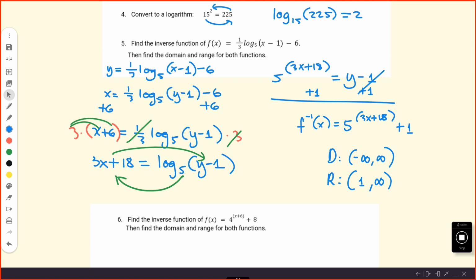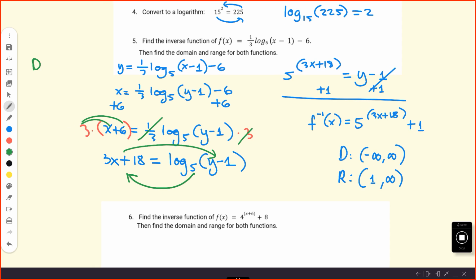Wait, Mr. Napaya, is that the domain and range for what we got or the before? This is what we got, right? We're solving for the exponential, and we have the exponential form. And again, we always start with the domain and range with exponential. That's why I started with this one. How do we distinguish which is which? If it has an exponent, that's exponential. If it has the log, then that's the log form.